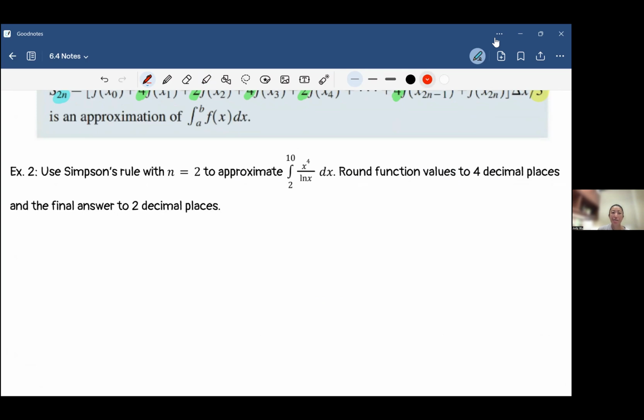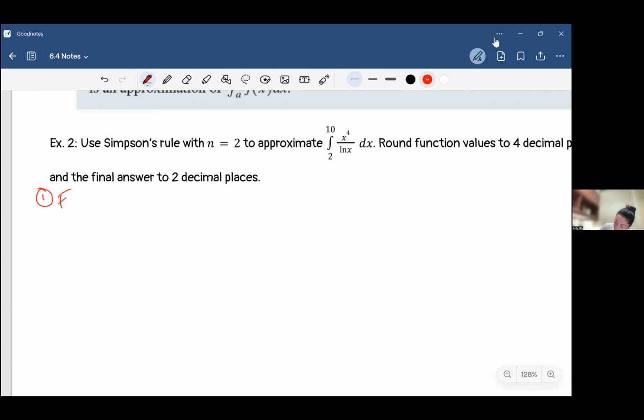Example two. Use Simpson's rule with n equals 2 to approximate the integral from 2 to 10 of x to the fourth over ln x dx. Same rounding: we're going to round function values to 4 decimal places and the final answer to 2 decimal places.